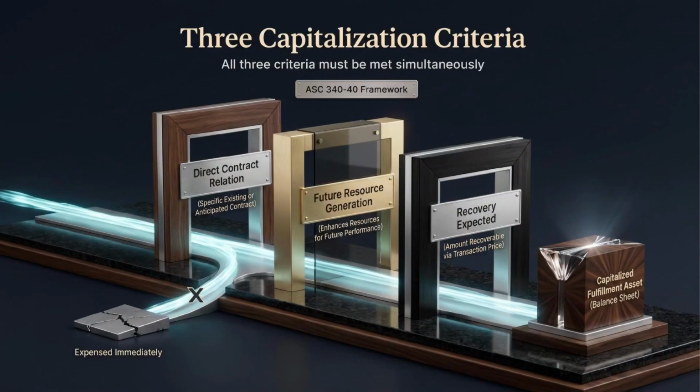ASC 340-40 gives three affirmative capitalization criteria for fulfillment costs. First, the cost must directly relate to a specific existing contract or specifically anticipated contract. Second, the cost must generate or enhance resources that will be used to satisfy performance obligations in the future. Third, the entity must expect to recover the cost. These criteria are conjunctive, which means all three must be met together.